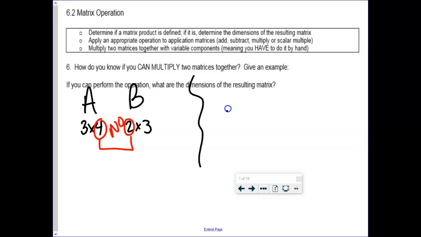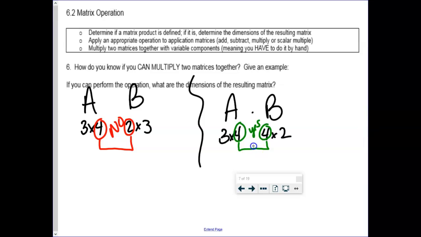So what if you have a matrix 3 by 4, and you're multiplying it by matrix B, which is a 4 by 2? Okay, so that one's a yes, because the inside dimensions match. And then the dimensions of the resulting matrix are a 3 by 2.